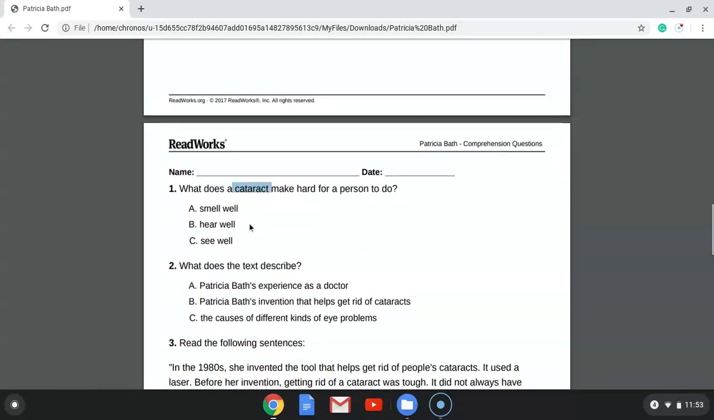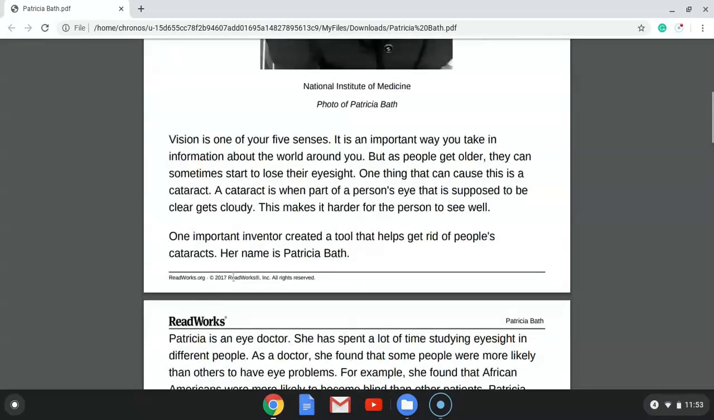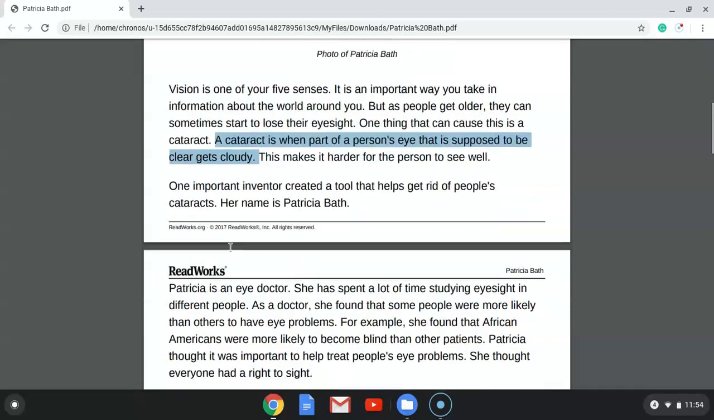Even though I recall most of the details from the text being about seeing, I just want to make super sure that a cataract, I see some details right here. A cataract is when part of a person's eye that is supposed to be clear gets cloudy. So this relates to the eyes.